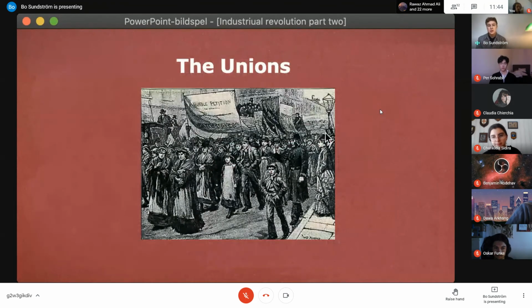So we have the unions. I'm sure you know what a union is now, since you've studied civics for a while, but it's a group of people that works with sort of trying to, well, they're the voice for workers' rights in society. They try to make sure that everything goes correctly according to law, and they fight for the rights of workers.